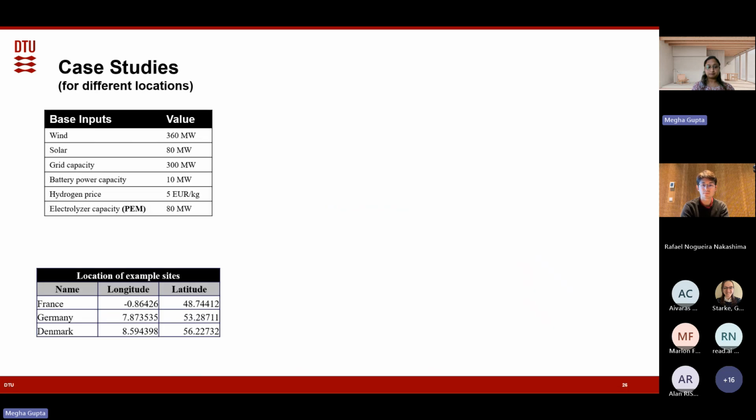On this basis, we have done some case studies for some locations in France, Germany, and Denmark, and we are doing the evaluation of a given design. For example, we have a plant of 360 megawatt wind and 80 megawatt solar, and the grid capacity is around 300 megawatt. The hydrogen price is €5 and the electrolyzer is PEM with 80 megawatt.